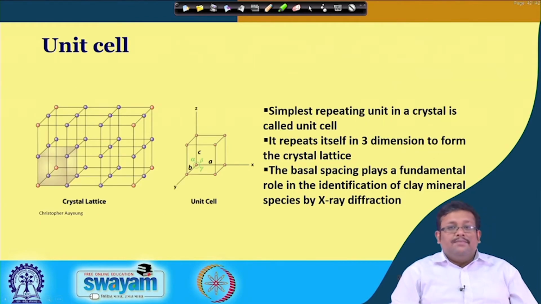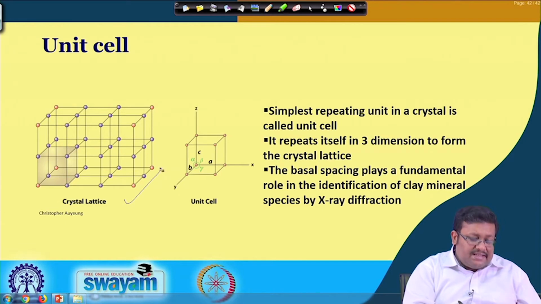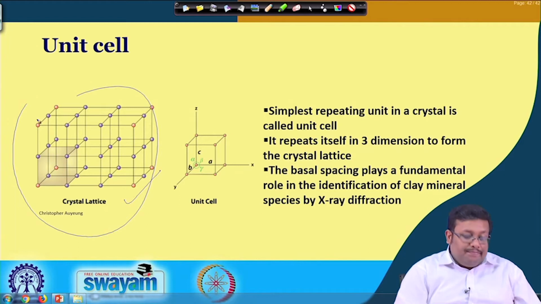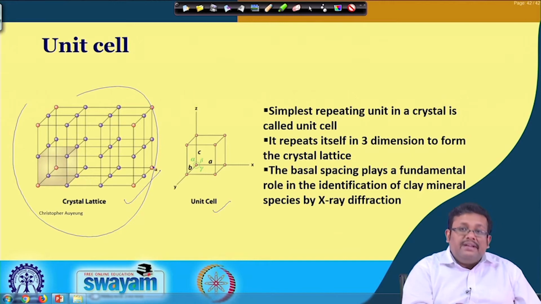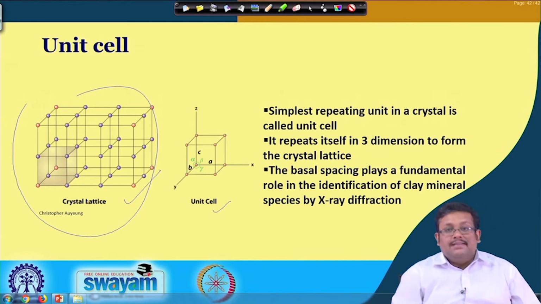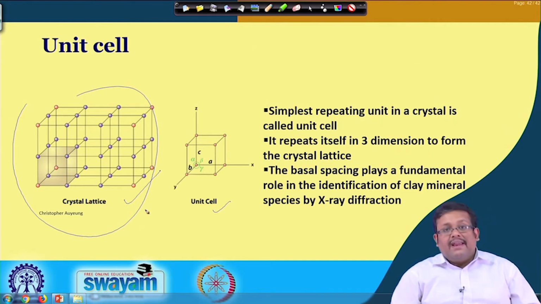This is a very important concept. Let me show you. This whole thing is a crystal lattice. You know about the lattice and crystal, and each crystal lattice is made of some simplest repeating unit. We call it the unit cell. This is a unit cell. It will repeat itself to create the whole crystal lattice, and it repeats itself in three dimensions to form the total crystal lattice, in the x direction, y direction, as well as the z direction.